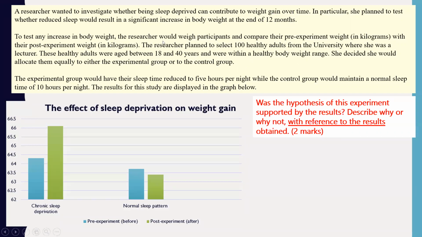Okay, so now what we're doing is we're trying to link back to the results now. So that's why I put the little graph in. So now you're going to answer the question of, was the hypothesis of this experiment supported by the results? Describe why or why not with reference to the specific results obtained, okay, using that graph there. So I'll give you guys about 2 minutes to answer this question. It's pretty straightforward, and your time starts now.